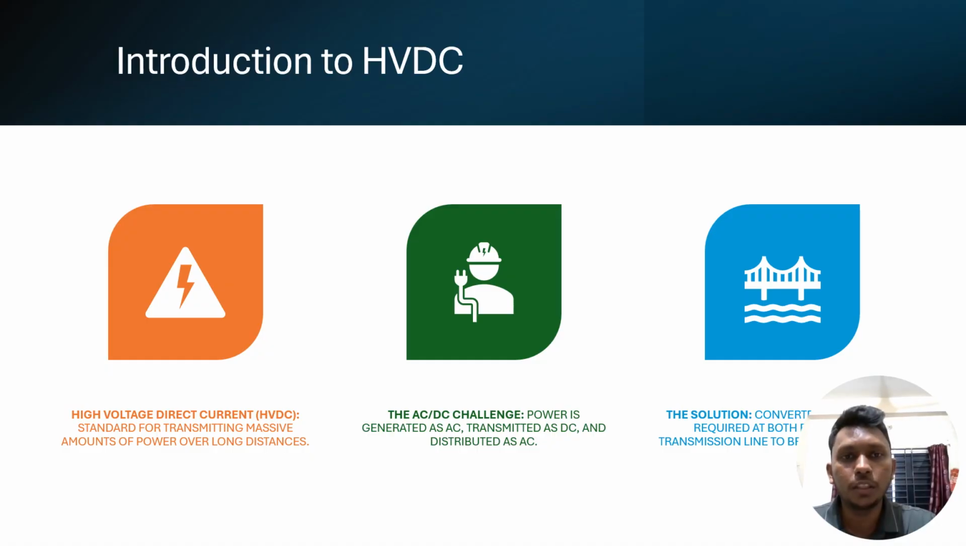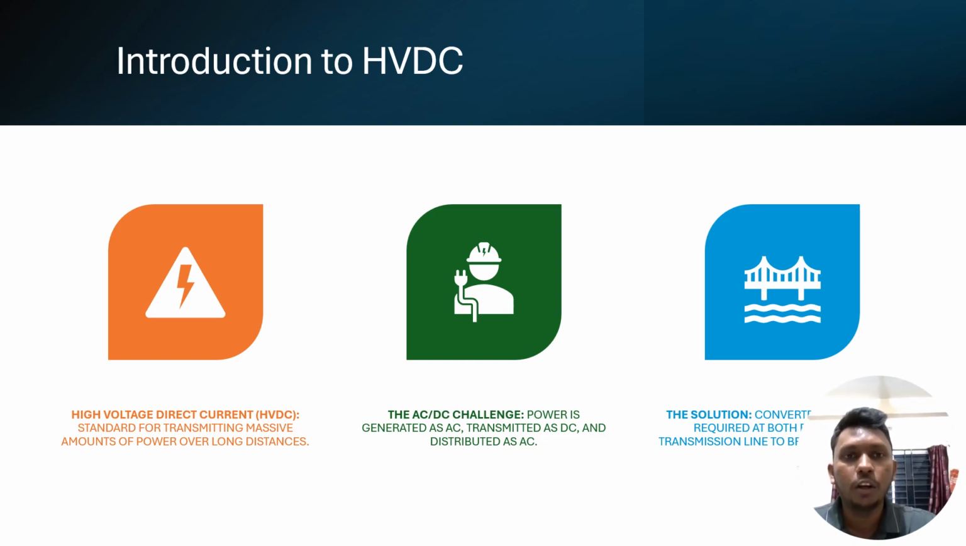The process is simple. Generation: the power plant produces AC. Transmission: AC is converted to DC at the sending end. Distribution: DC is converted back to AC at the receiving end.